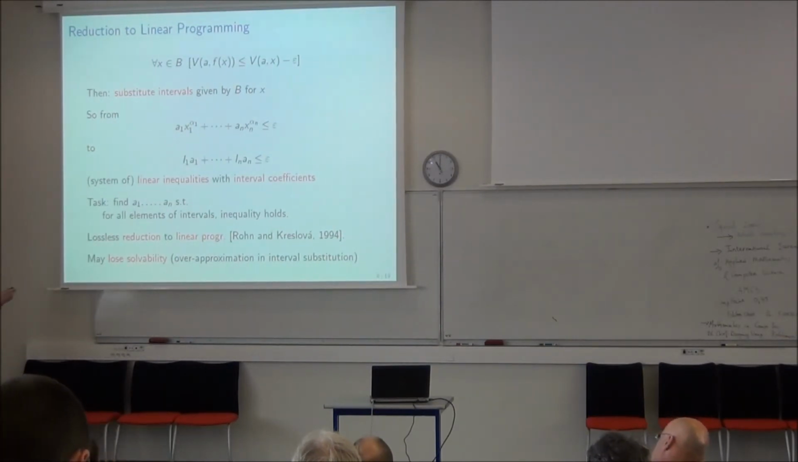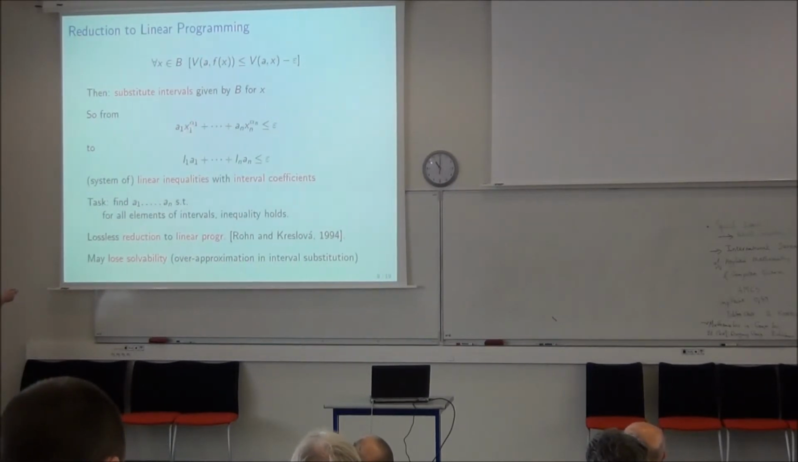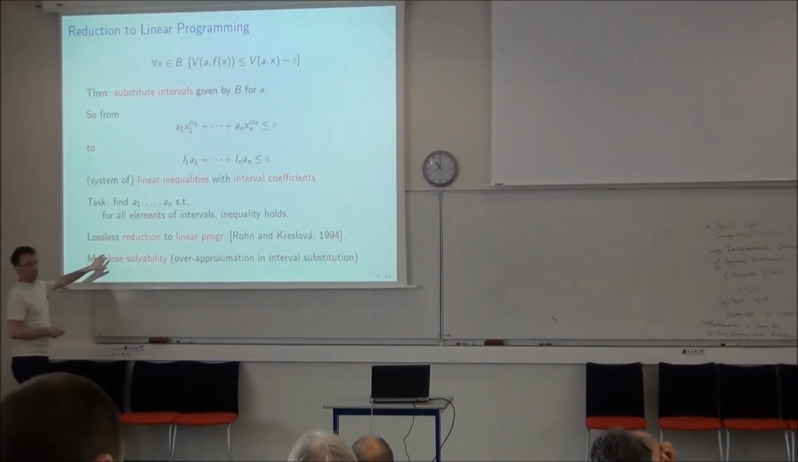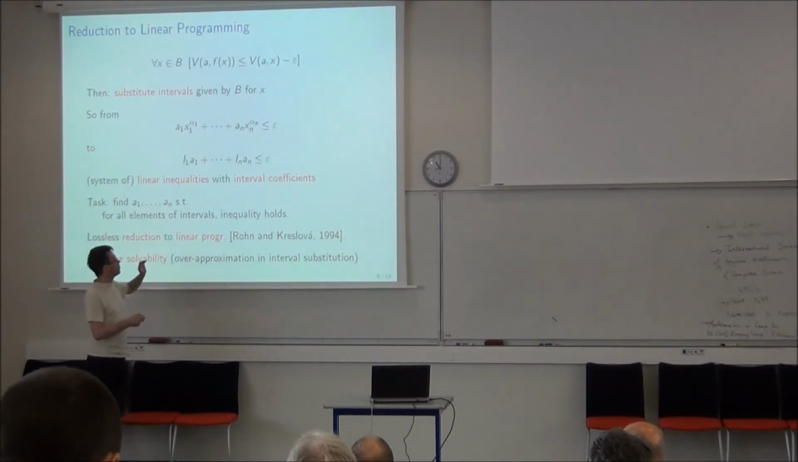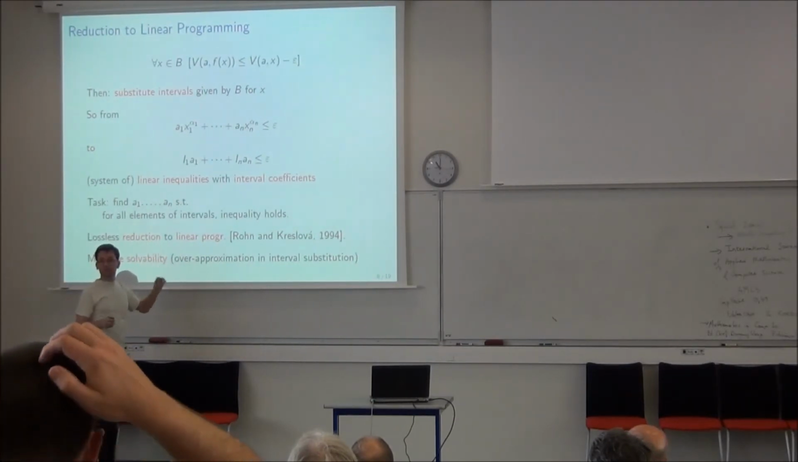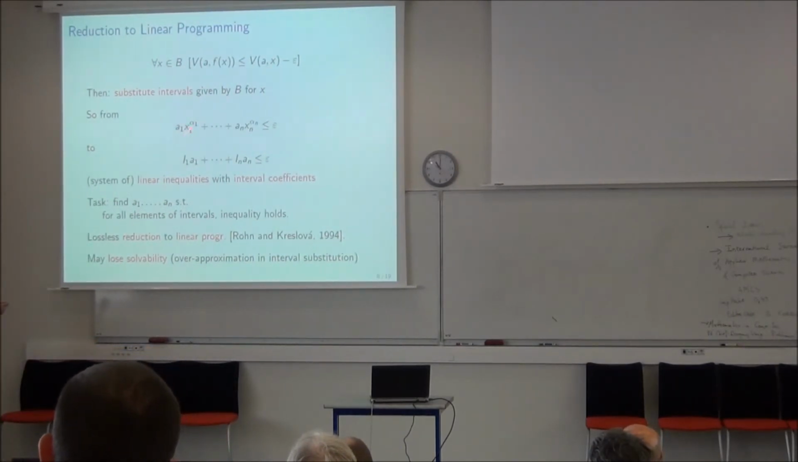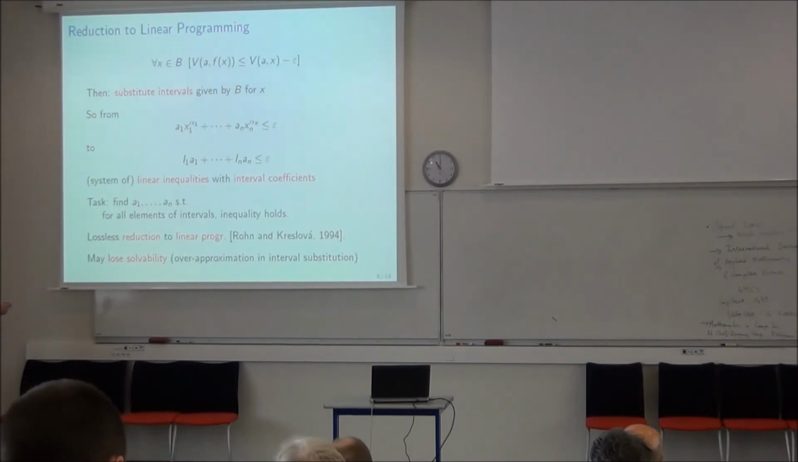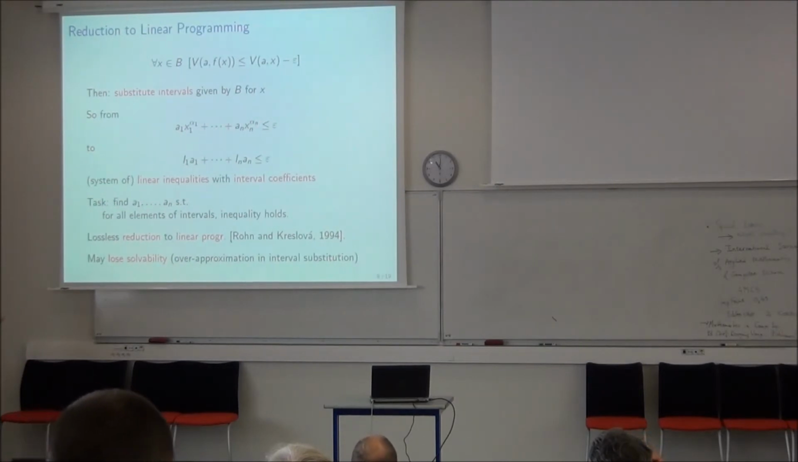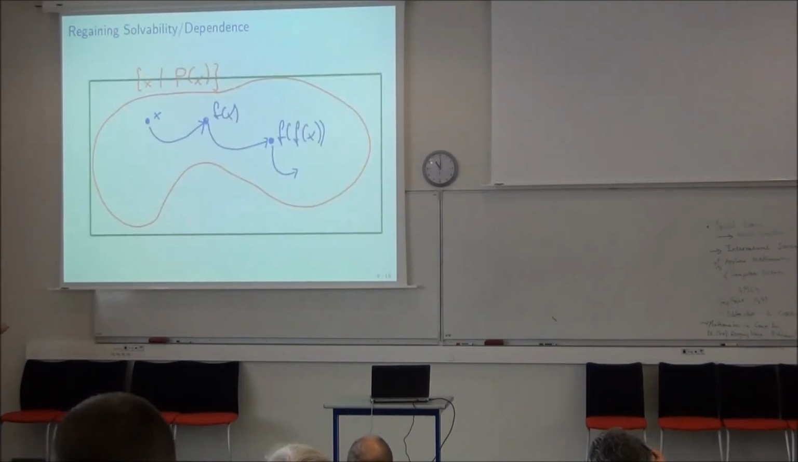It might be the case that this is solvable. There is some A that solves this. But due to over-approximation, we arrived at a non-solvable linear inequality. So now we have to take care of this. The goal now is to improve the over-approximation. The problem here is that there's some dependency between those elements. If we substitute intervals, we lose the dependency between the first monomial and the second one, and so on. And we want to take care of this.